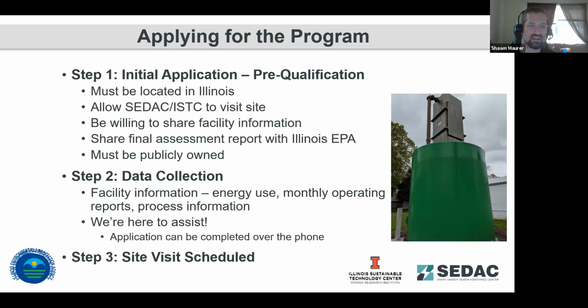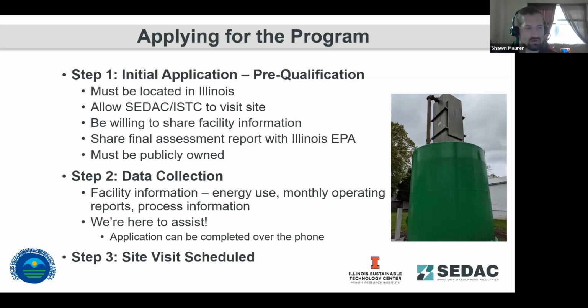Your facility must be located in the state of Illinois. You're going to have to agree to allow SEDAC or ISTC out onto your site, look through your facility and identify efficiency opportunities. Be willing to share facility information. Key things we're looking for there are the previous 2 years of utility information so that we can identify energy trends. A year or 2 years of your most recent monthly operating reports. That way we can compare flow rates to your electric consumption, see if we can identify any trends in your usage that link back to your actual process.